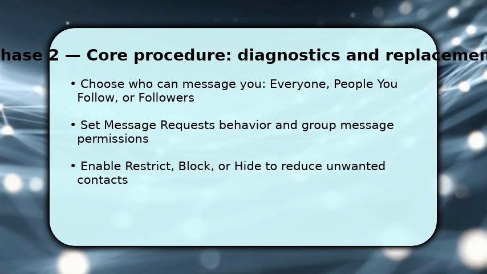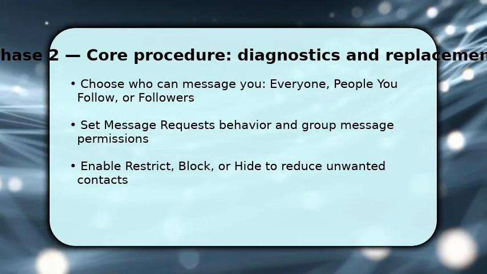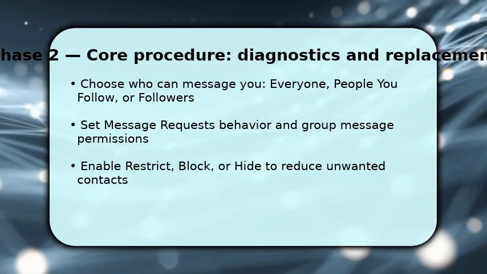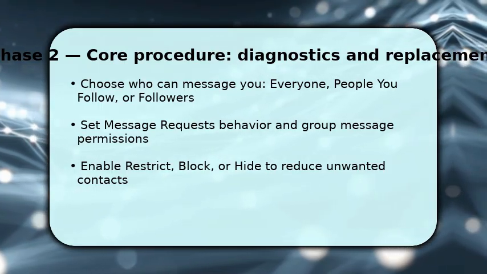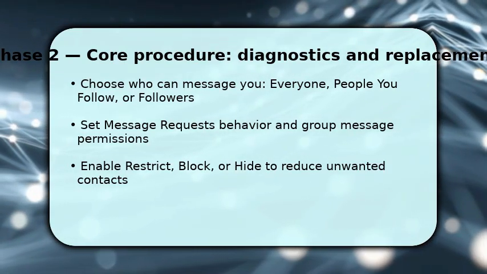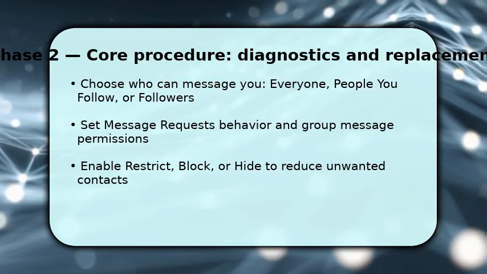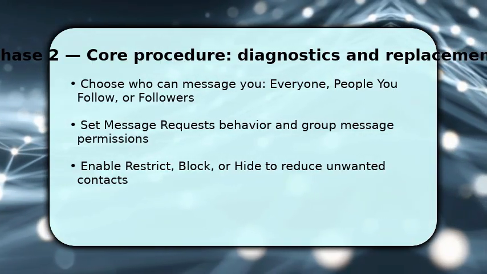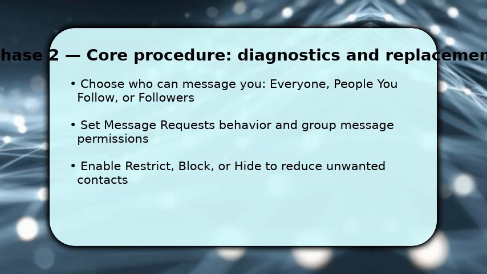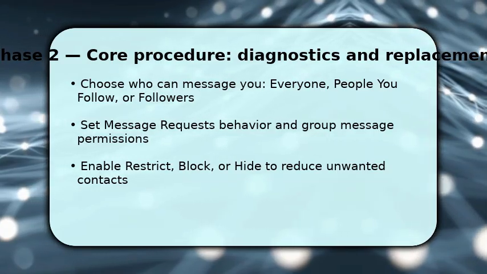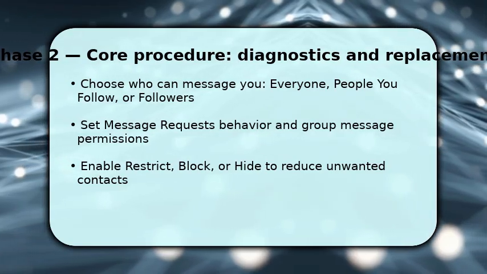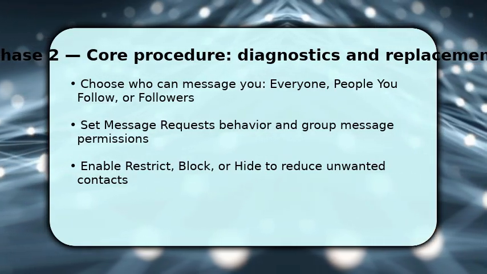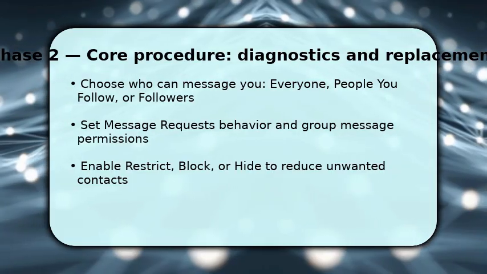You'll now decide the specific who and how. Pick everyone, people you follow, or followers depending on how open you want your inbox to be. Once selected, tweak message requests so unknown senders go to a separate folder. That reduces noise. Also set group message permissions so non-followers can't add you to groups. Make sure to use restrict or block on repeat offenders. These tools keep conversations private without notifying others, and they shape a calmer inbox.